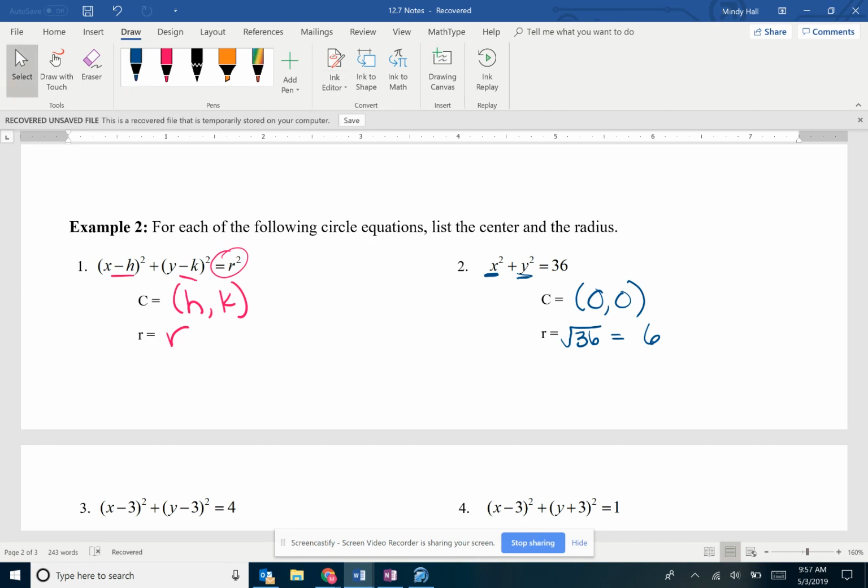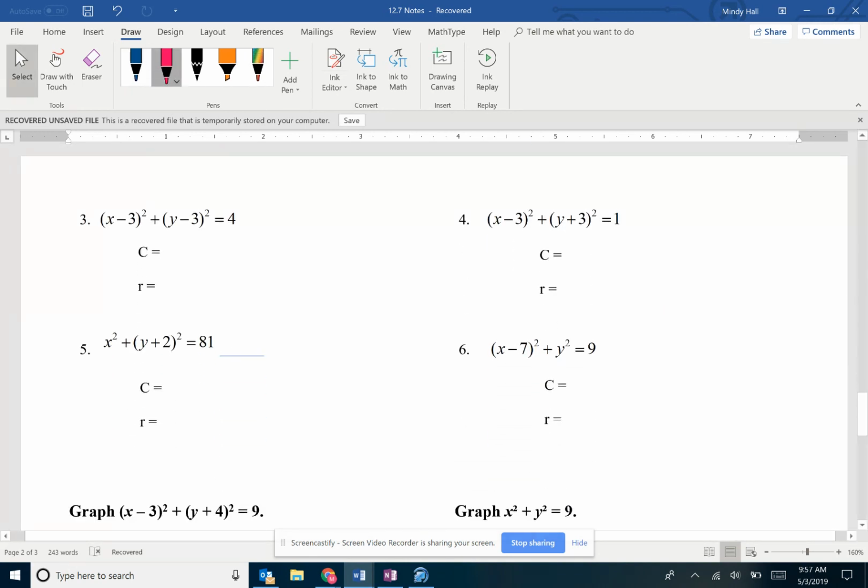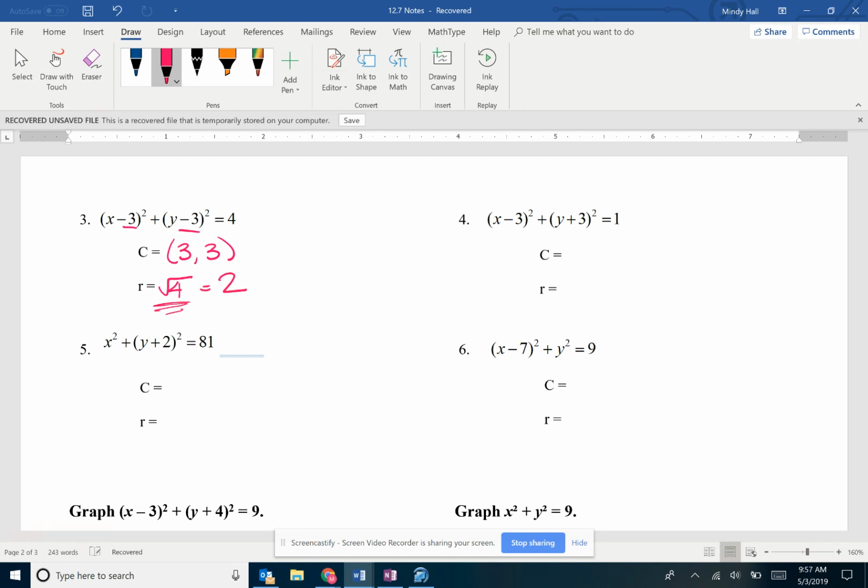So, doing the next one. My center, because it's opposites, even though it looks like -3, it's going to be positive 3, positive 3. And then my radius is the square root of 4, which is 2. And by the way, you don't have to write this part in the middle as long as you know that it's the square root of that number.